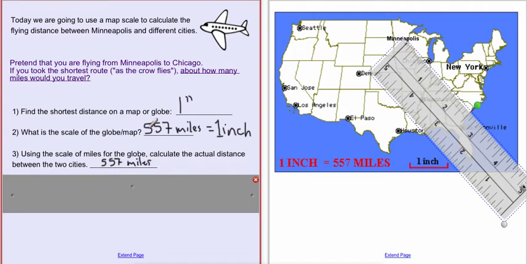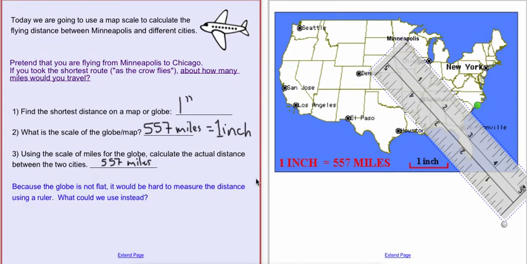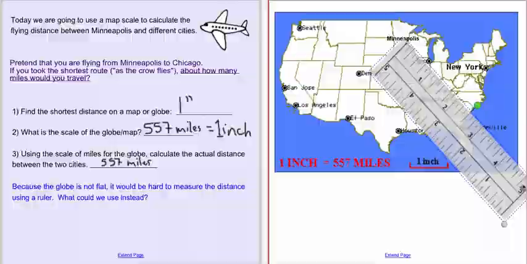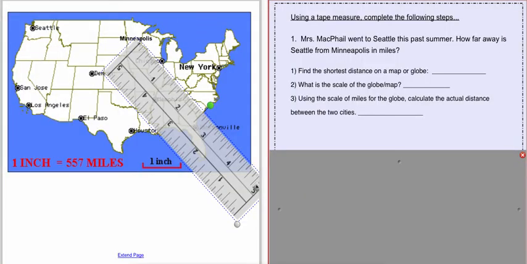Pretty cool, huh? So if we didn't actually have a map and we had a globe, which kind of spins, it might be a little bit tricky. And it's not flat that way, so we'd have to use something else to measure the distance. What do you think we could use? Yeah, if it's not flat, you'd have to use a tape measure, but this is a flat surface, so we're just going to use a ruler. Let's look at another one.